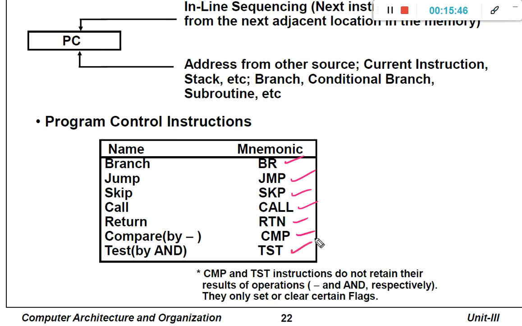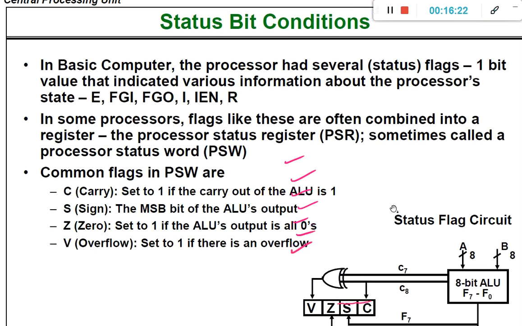Test is going to perform the AND operation, that is the mask operation, to insert zeros in a specific location. That also we have seen in the previous classes. So test is used to set or clear certain flags. So these are the basic program control instructions that are used in a particular processor to perform various operations. How these operations work, we have already seen in the previous classes. The naming may be different, however the operation is the same.